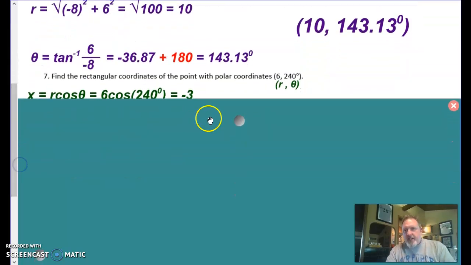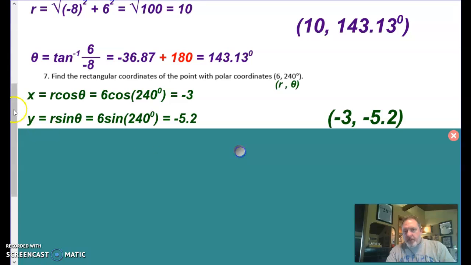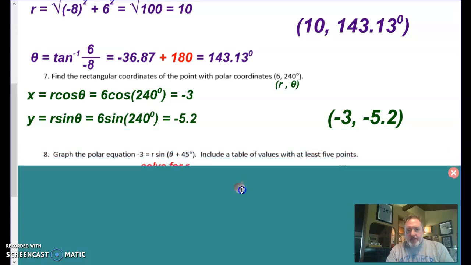Number 7, rectangular coordinates. So now they're giving us r and theta, and we want to go back to x and y. Hopefully you remember from your notes, x is r cosine theta, y is r sine theta. So this is basically just plug and chug. 6 cosine of 240, 6 sine of 240. Decimal answer here is perfect, so don't worry about trying to give me exacts with square roots and all that. Just multiply it out, make sure you're in degree mode here, and write the ordered pair.